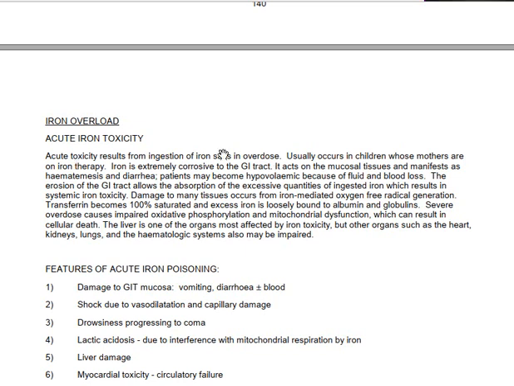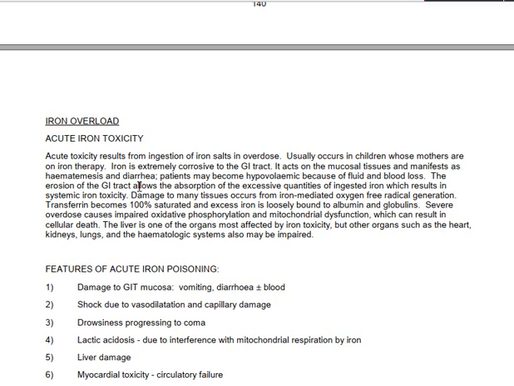The patient may become hypovolemic because of fluid and blood loss. So the patient is going to lose blood, because iron is very corrosive to the enterocytes and is going to kill them. Is it clear? The erosion of the gastrointestinal tract allows the absorption of excessive quantities of the ingested iron, which is going to result in systemic iron toxicity. So iron toxicity starts with a local toxicity at the level of the enterocytes, where you are going to have hematemesis, diarrhea and blood leakage, which can cause fluid losses and also hypovolemia.